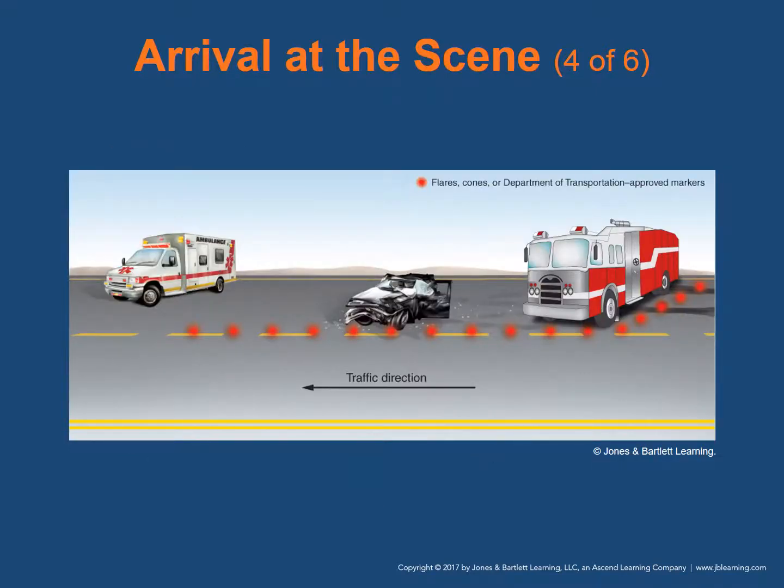This slide gives a good visual representation to the point that was made in the last slide, park 100 feet before or after the crash site. So on this picture you can see very clearly the crash site itself with the crumpled up car there in the middle. You can see some road flares or cones that have been placed to kind of direct traffic away from that incident site. You can also see the direction of traffic dictated by that arrow there on the bottom.